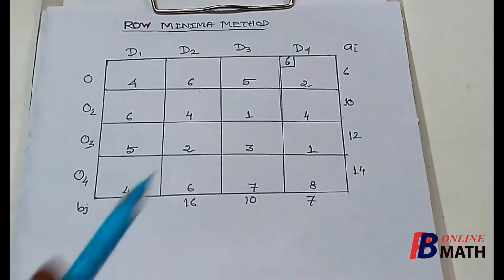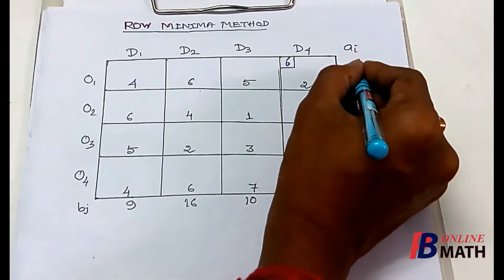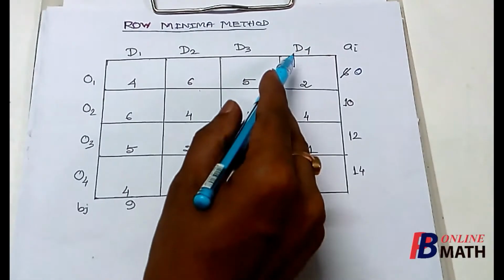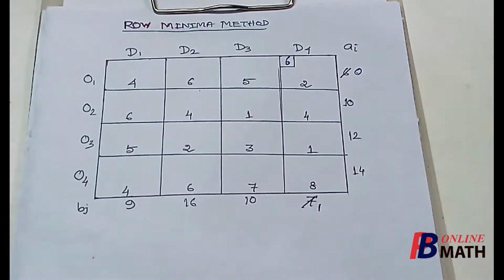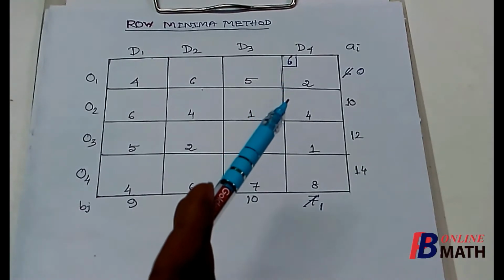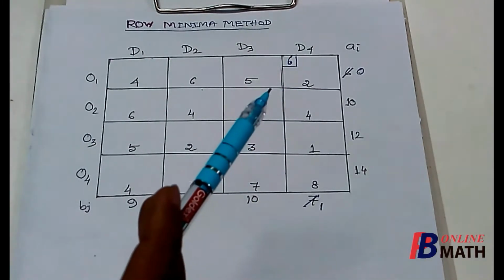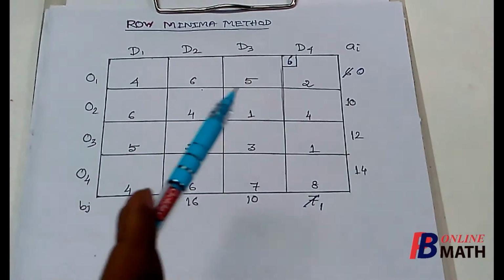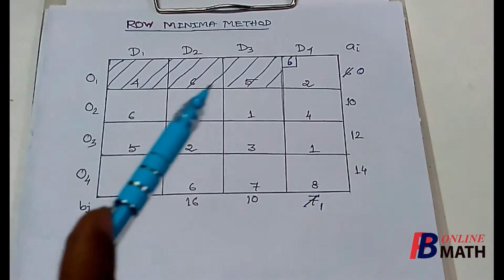If we allocate 6 here, then the revised capacity of this origin O1 is 6 minus 6, which is 0 now, and the revised demand of the destination D4 is 7 minus 6, which is 1. So the capacity of the origin O1 is exhausted now. No more allocation is possible in the remaining cells of this first row, so we can simply cross off the remaining cells of the first row. We have crossed off all the remaining cells of the first row.